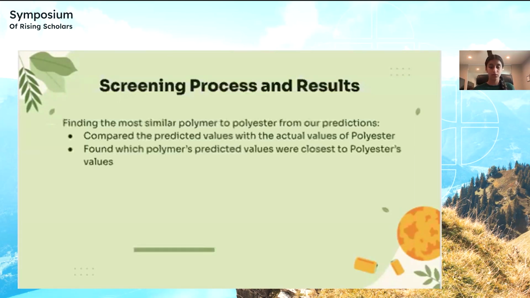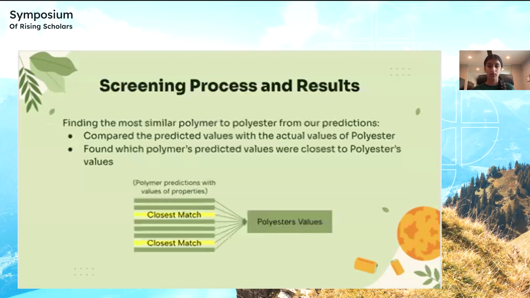So to find this most similar in value polymer, we screened all the predictions from the large 1 million polymer database. We were looking for the polymer that had property values closest to polyester's property values. So here's a chart that gives a visual representation of what the screening process looked like and the code looked like. And the polymer prediction values were scanned in relation to the true polyester values, and then our code highlighted which polymers had a close or the closest match.